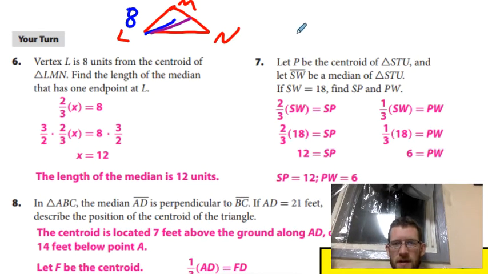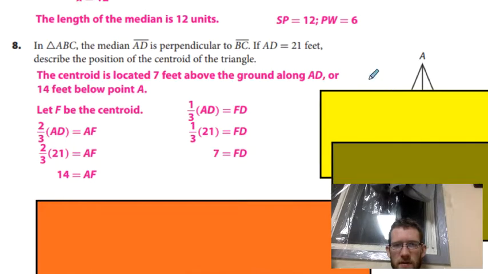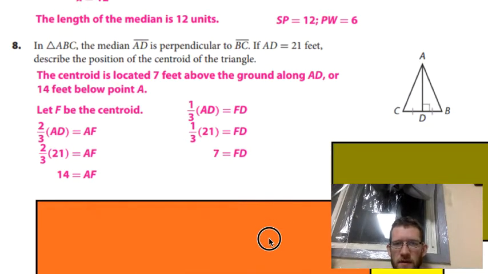Similarly, we can draw pictures for this. Let P be the centroid of triangle STU. SW is a median. So we start at S, we go through P, we go to W here. If SW equals 18, so if this whole length is 18, the whole median, SP is going to be 2/3 of that, and PW is going to be 1/3. So 2/3 of 18 is 12. 1/3 of 18 is 6. Finally, I cut this one out a little bit. I'll just show you this one. Let you figure this one out.